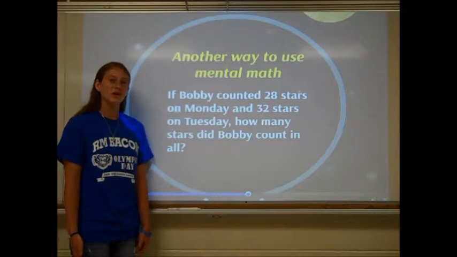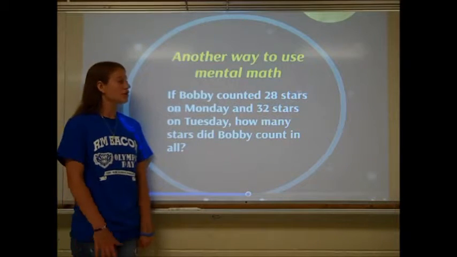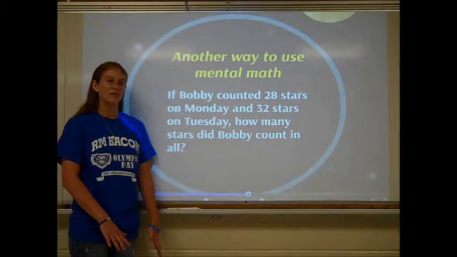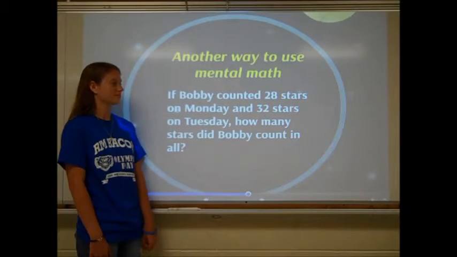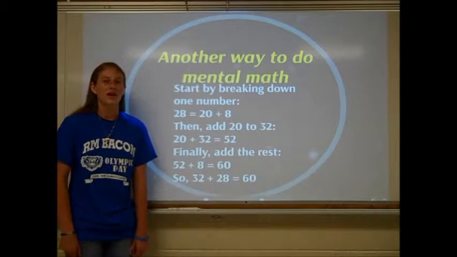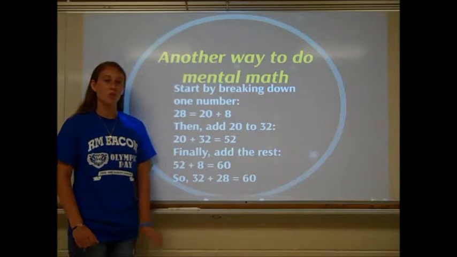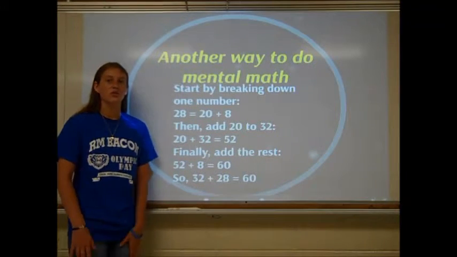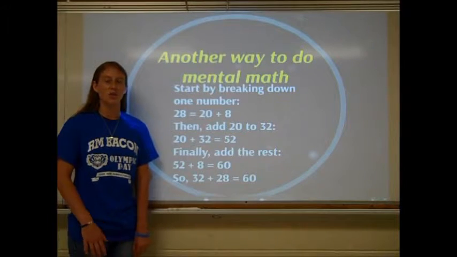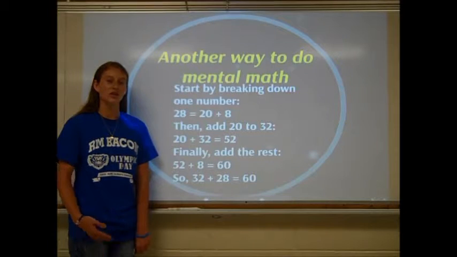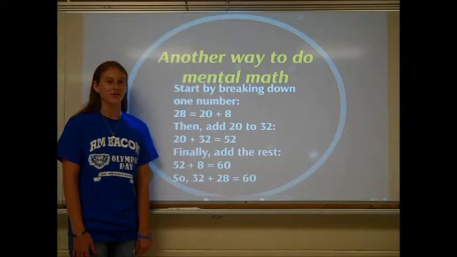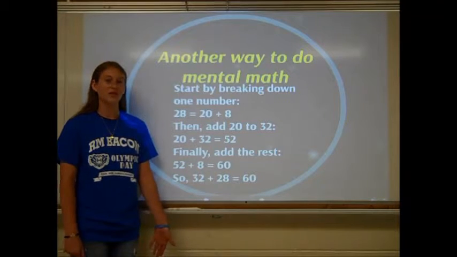There's also another way you can answer the same question. So we're going to use the same scenario with Bobby seeing 32 stars on Tuesday and 28 stars on Monday. This way asks you to break down one of the numbers first. So we're going to break down 28 into 20 plus 8. What you're going to do now is add the 20 to 32 to get 52. At the very end, you add 8 to the 52 and you get 60.